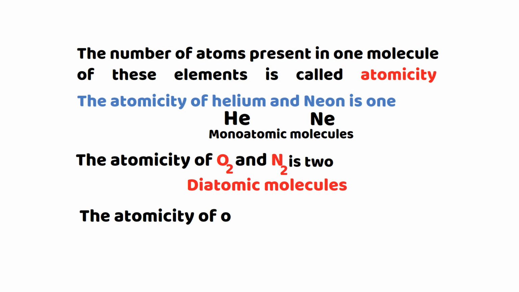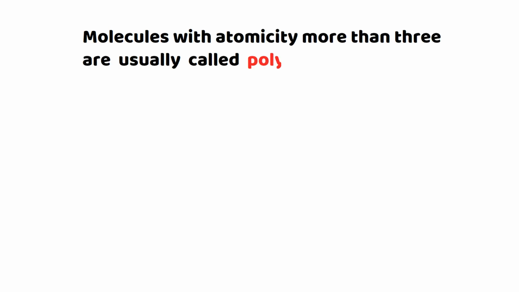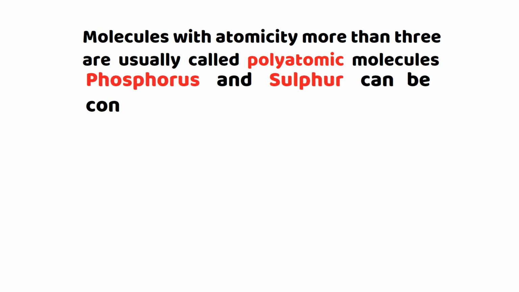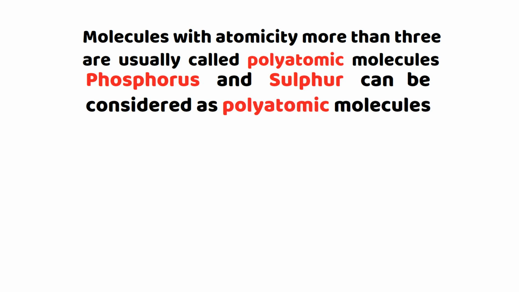The atomicity of ozone is 3 as its one molecule consists of 3 oxygen atoms. It is a triatomic molecule. Now, molecules with atomicity more than 3 are usually called polyatomic molecules. For example, phosphorus and sulfur can be considered as polyatomic molecules. The atomicity of phosphorus is 4 as its one molecule has 4 atoms. Also, the atomicity of sulfur molecule is 8 as its one molecule consists of 8 sulfur atoms.